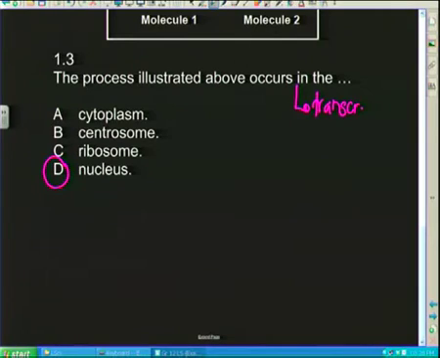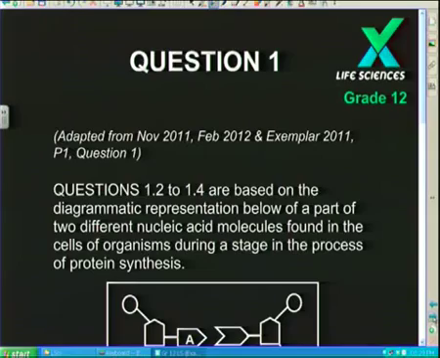Transcription is when the DNA and the RNA are in the nucleus. Remember, the DNA cannot come out of the nucleus. So if the DNA is involved, the DNA is always inside the nucleus. So your answer then would be number D. Remember, the DNA is always kept housed inside the nucleus. So if you have a DNA picture, it cannot be the cytoplasm, outside the nucleus. Okay, let's go on to our next question.